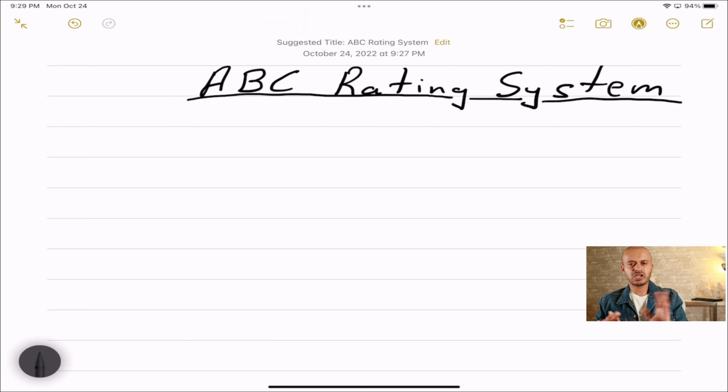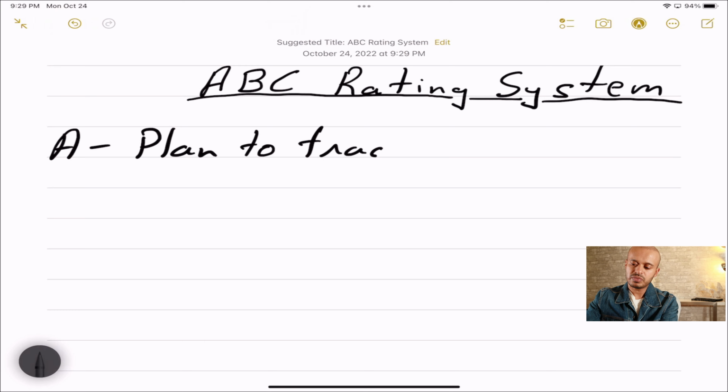So the system can be called by different names. There is no hard and fast rule for a system name. In simple terms, it's called the ABC system. Now, what does A stand for? A stands for a stock or a set of stocks that you plan on trading this week.